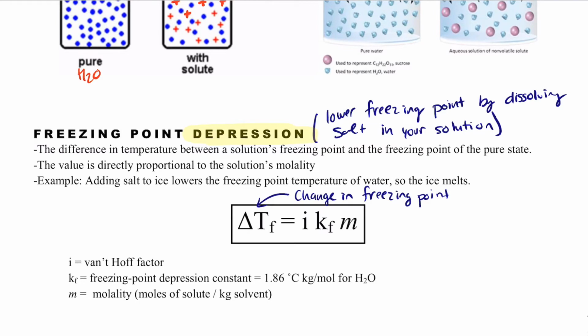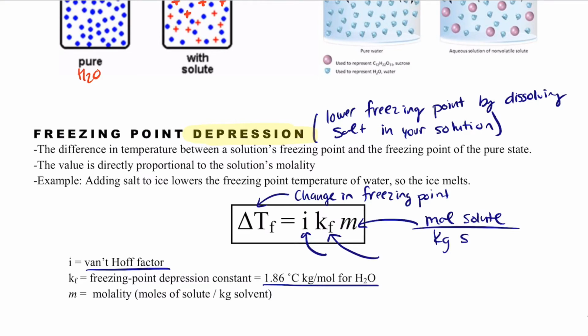And so that equals i, which is the Van't Hoff factor. Kf is a freezing point constant. That's 1.86 degrees Celsius times kilograms divided by moles. That is on your formula sheet. And then an italicized m, that is molality, which is moles of solute divided by kilograms of solvent.